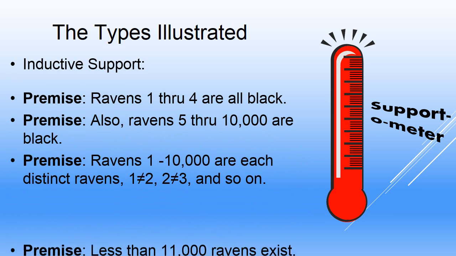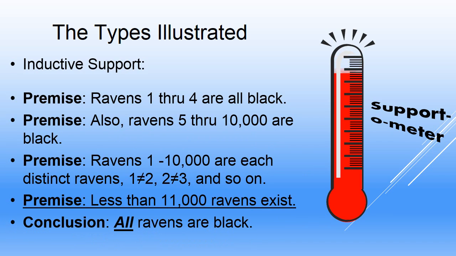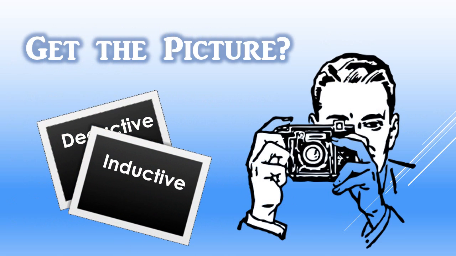But if there were 11,000 ravens and we only counted 10,000, then notice on my supportometer I dropped the degree of support down just a little bit to leave a little bit of room for error, even on the assumption that our premises were true. That's how support works. So you get the picture, right? There's two types of logical support, deductive and inductive, and quite a variety of degrees of strength thereof.